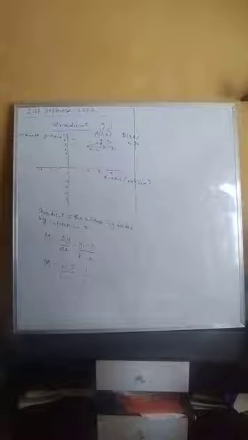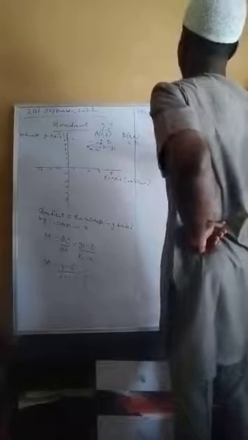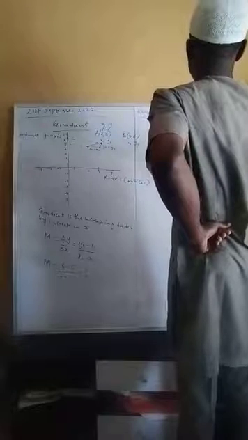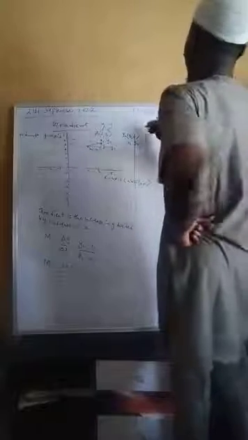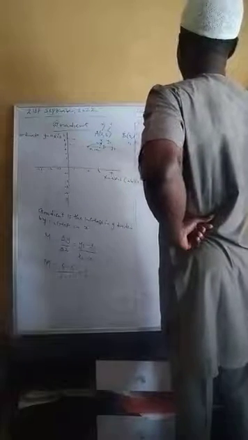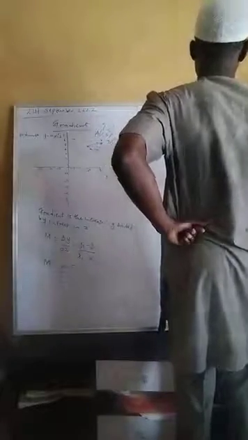Now, if in this question, if they said, let's say example 1, find the gradient from the point A, (2, 5), and point B, let's say (6, 9).